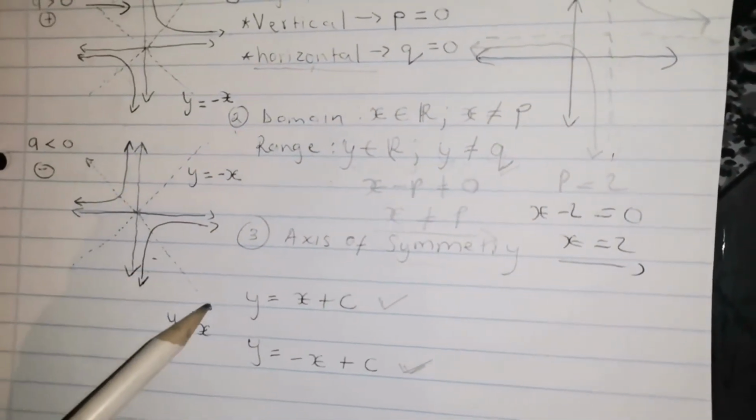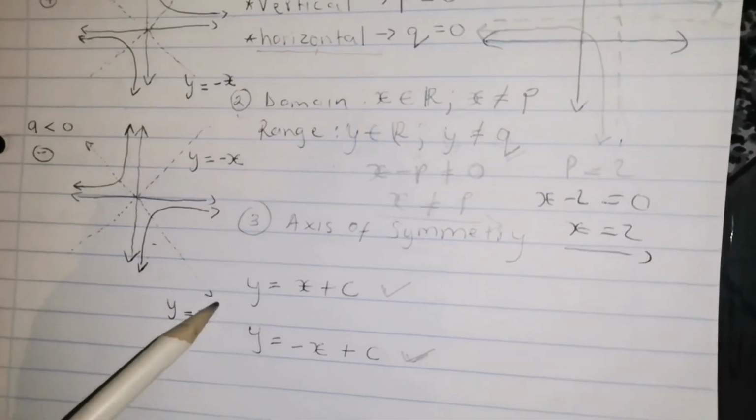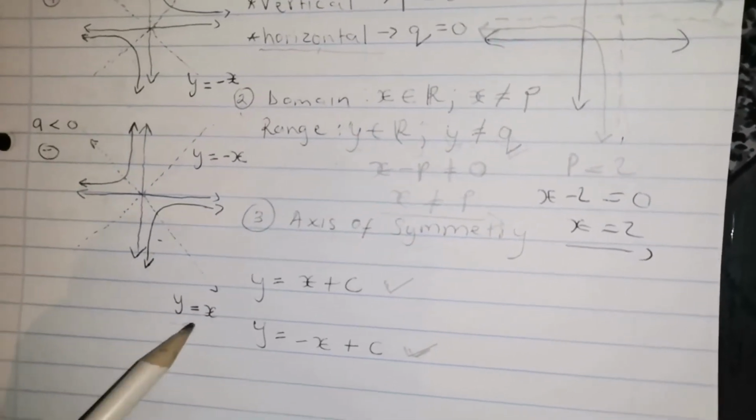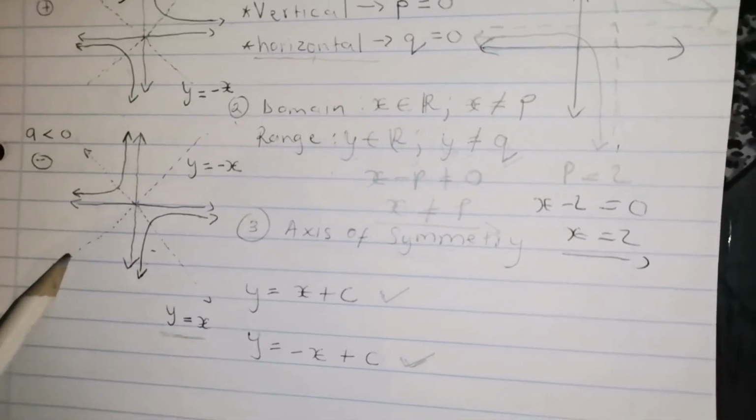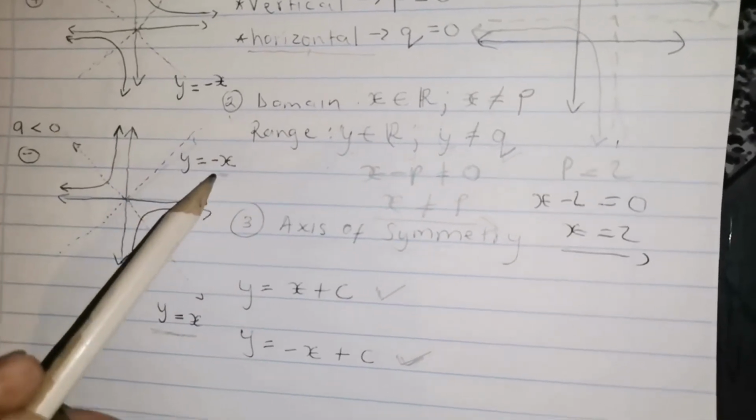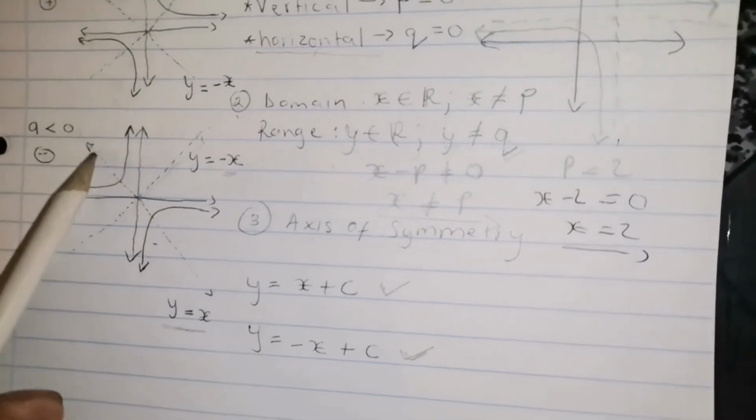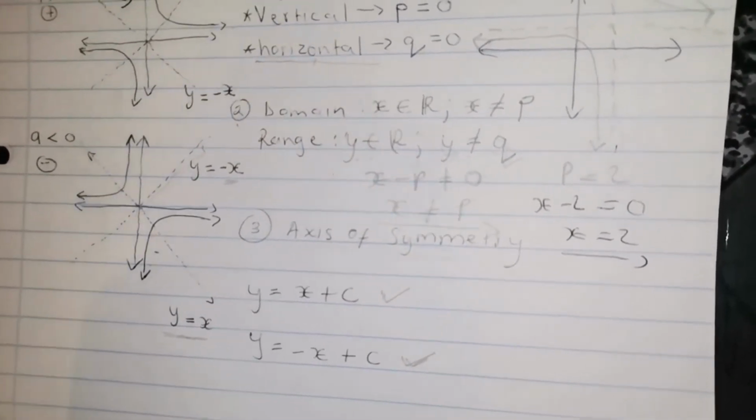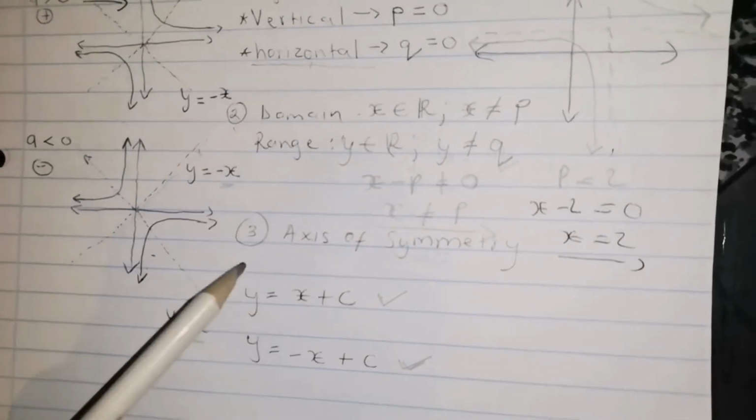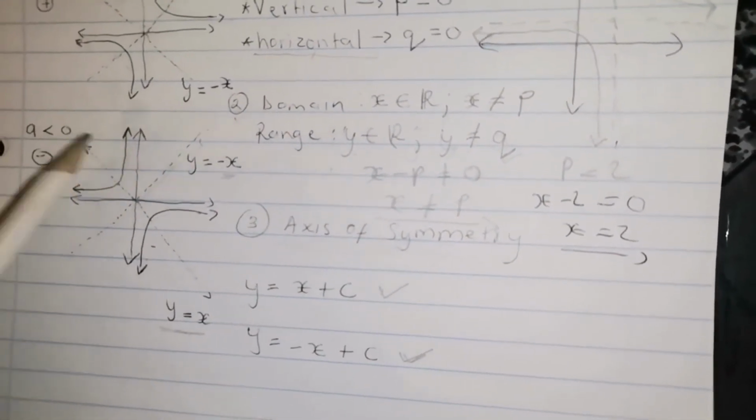In this graph, the positive axis of symmetry is y equal to x. This is the axis of symmetry for y equal to x when it is positive, and this is the one we use for negative x. Basically, axis of symmetry means that this line cuts the graph into two equal pieces. Hence you say you have an axis of symmetry. This is the positive one, this is the negative one.